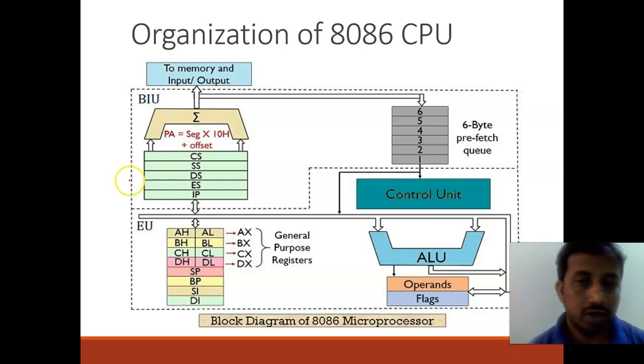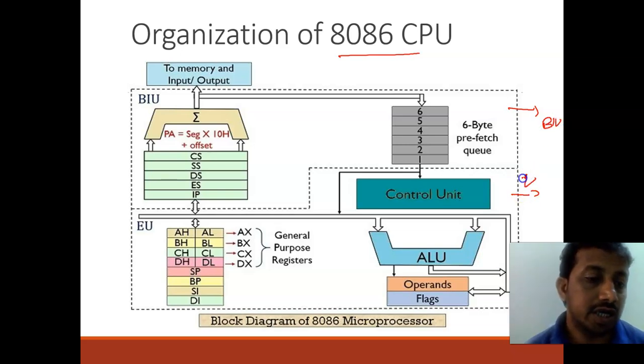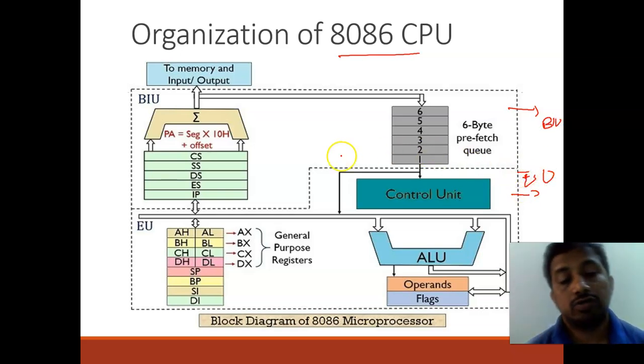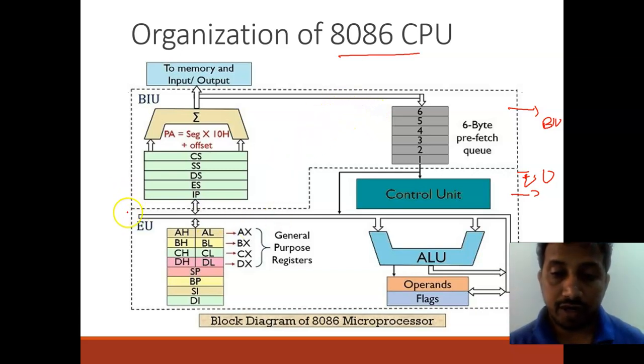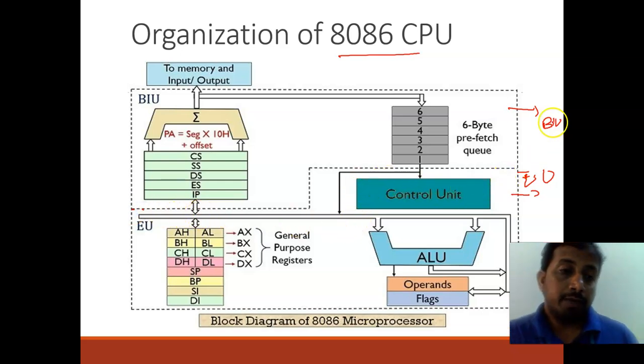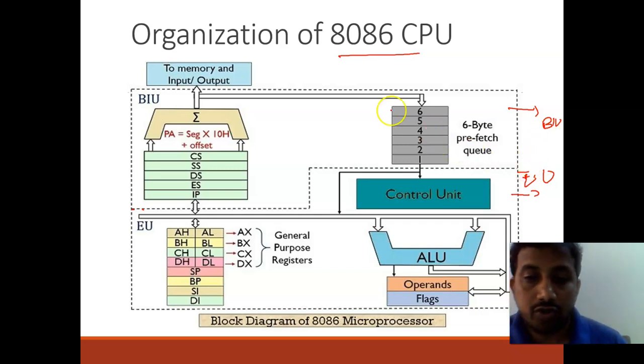So this is the general overall organization of the 8086 CPU. This CPU is split into two parts. One is the bus interface unit, and the other is the execution unit. A small dotted line splits the bus interface unit and the execution unit.